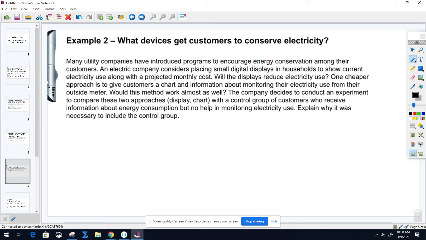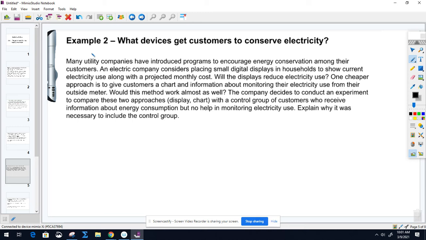So the example here says, what devices get customers to conserve electricity? Many utility companies have introduced programs to encourage energy conservation among their customers. An electric company considers placing small digital displays in households to show current electricity use along with the projected monthly cost. Will the displays reduce electricity use? One cheaper approach is to give customers a chart and information about monitoring their electricity use from their outside meter. Would this method work almost as well? The company decides to conduct an experiment to compare these two approaches, the digital display and the chart, with a control group of customers who receive information about energy consumption, but no help in monitoring the electricity. So the control group gets nothing. They're just given, this is what happens when you use your energy. Explain why it is necessary to include the control group. They need something to compare it to, right?